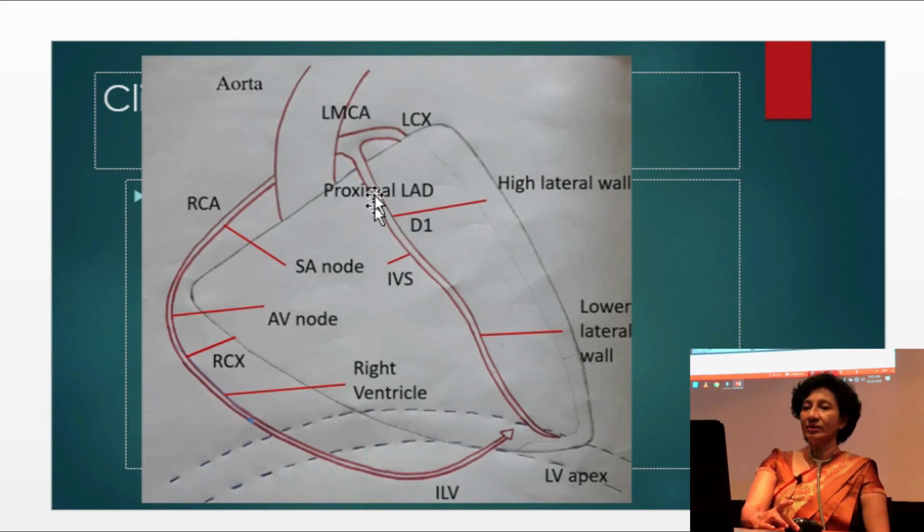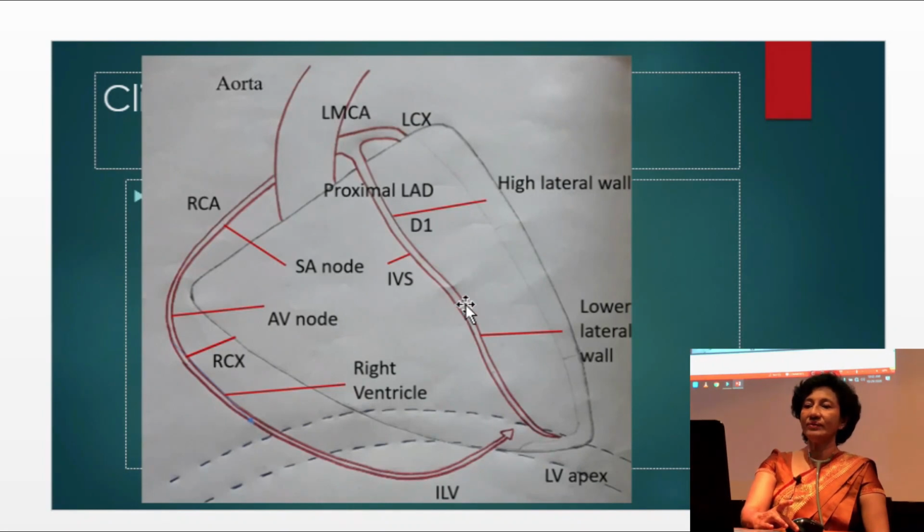If the total occlusion of the LAD is below the D1 branch, then what are the abnormalities you see? The interventricular septum, apex and the lower lateral wall will undergo total ischemia. Therefore, V2, V3, V4, V5, V6 will show ischemic changes. That is called either septo-apico-lateral myocardial infarction or anterolateral myocardial infarction.